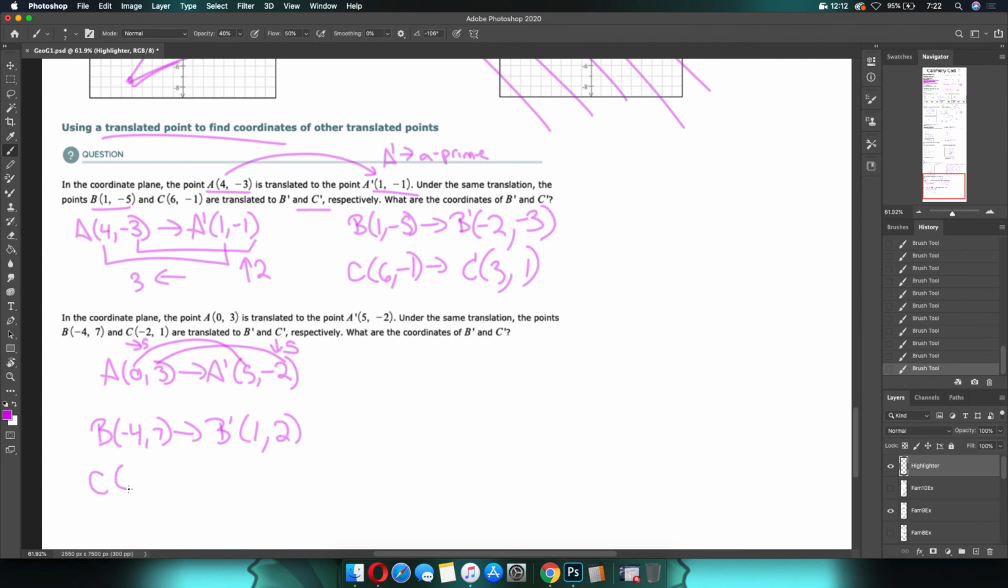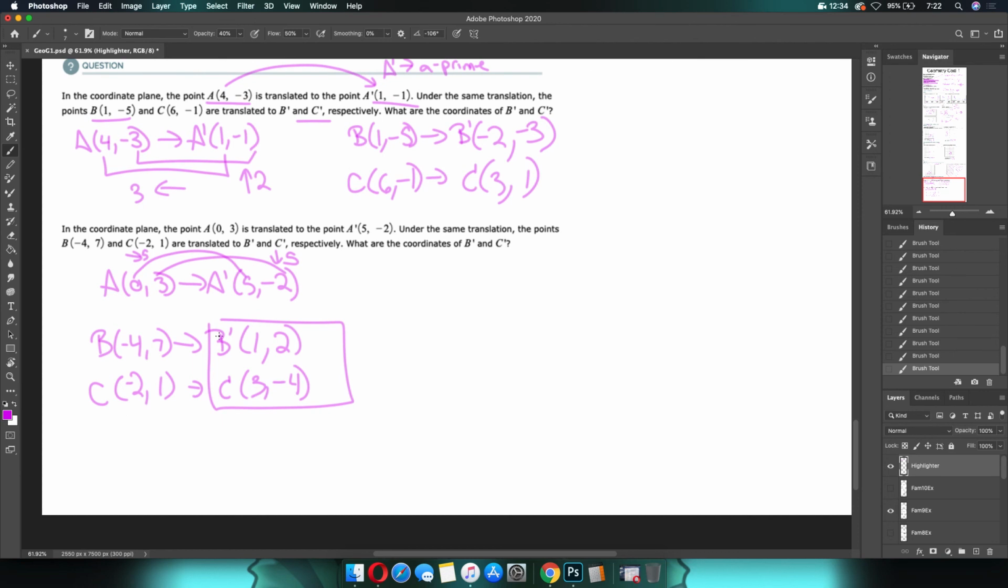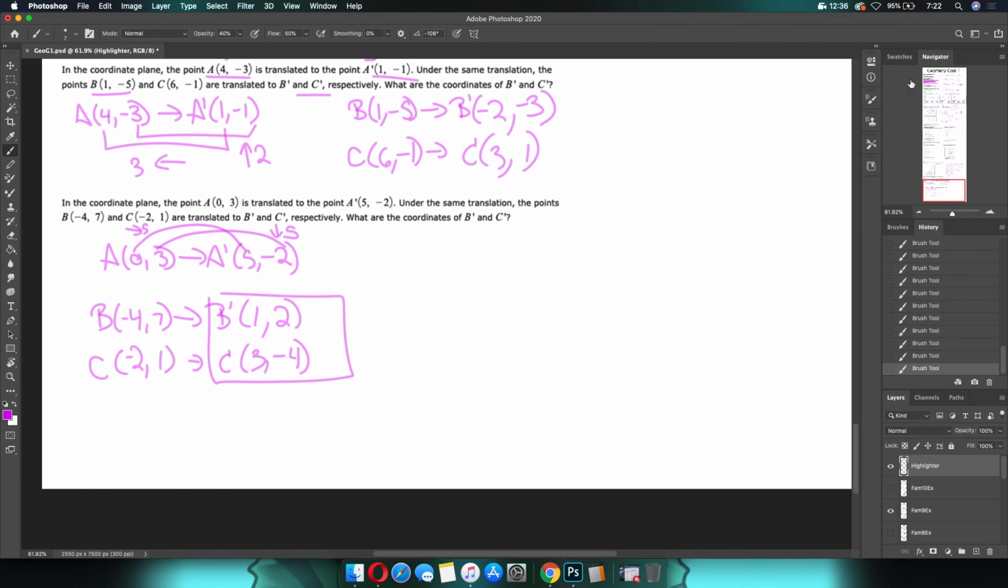And now for C, what's my original? It is going to be (-2, 1). And now my C prime, I'm going to go right 5. Right 5, so that's going to put me at 3. And then I'm going to go down 5, which is -4. And there are my points. And this is what you would be inputting into the software. So not so bad. And then look at this. We have proper notation. And oh, look, we hit the end.